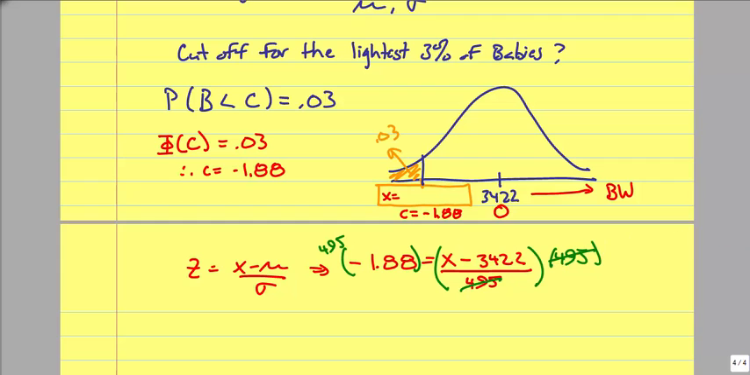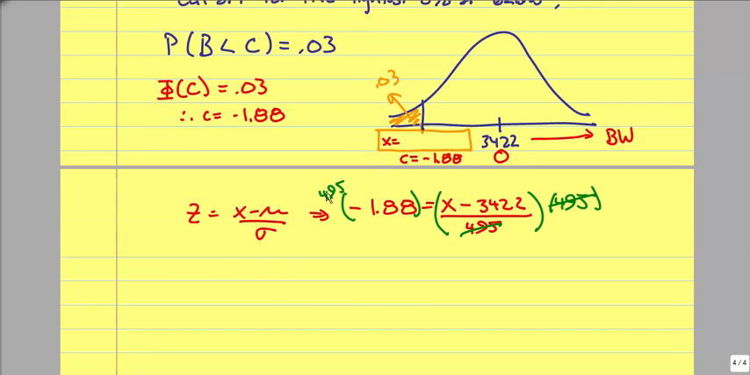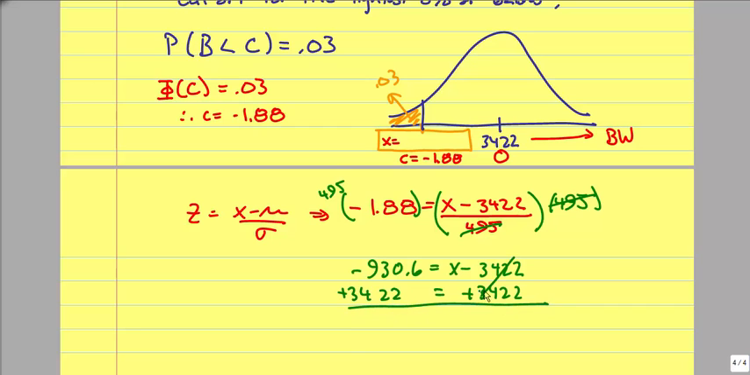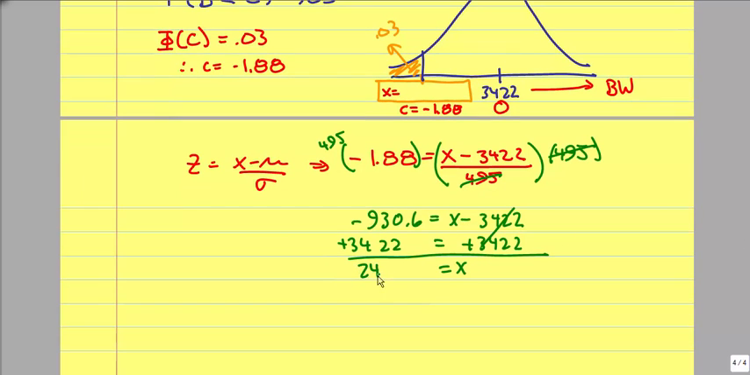So they cancel here. Now, on the left-hand side, I would take 495 times 1.88, and I get 930.6. Negative 930.6 equals x minus 3422. So I'm going to add 3422 to both sides. These cancel, and I get 3422 minus 930.6, and I get 2491.4. So that's this number right here.